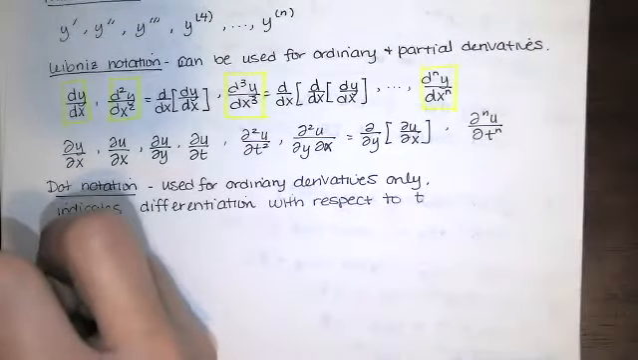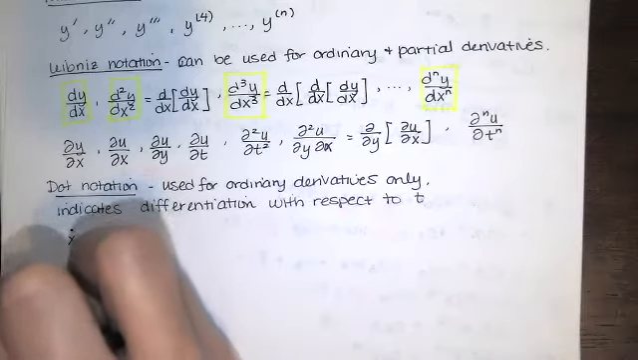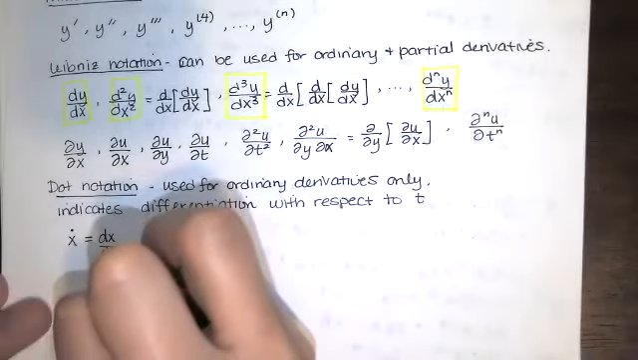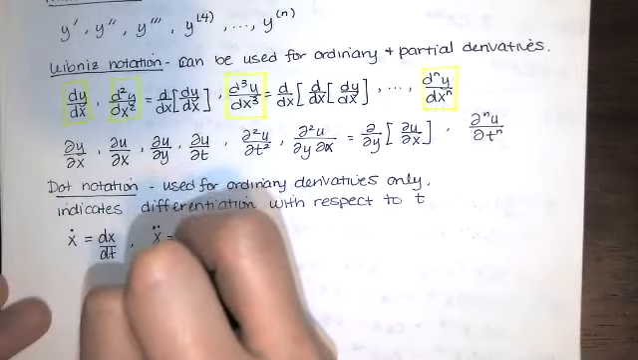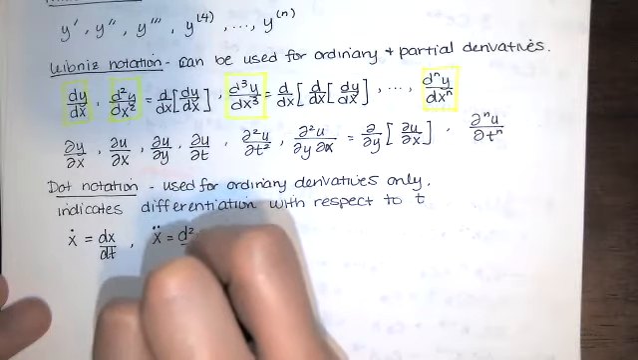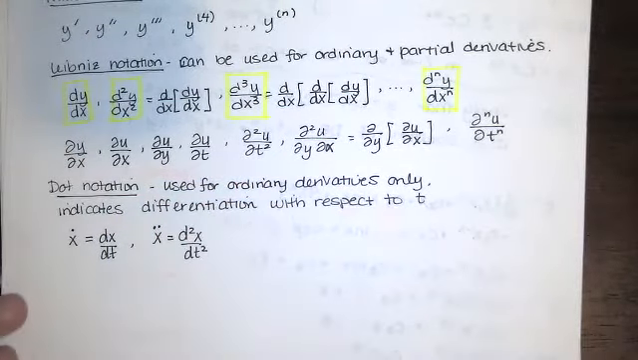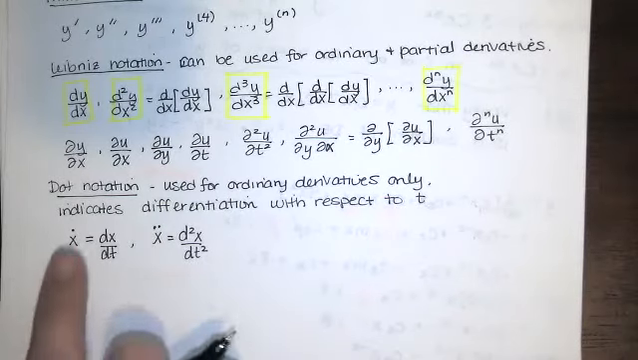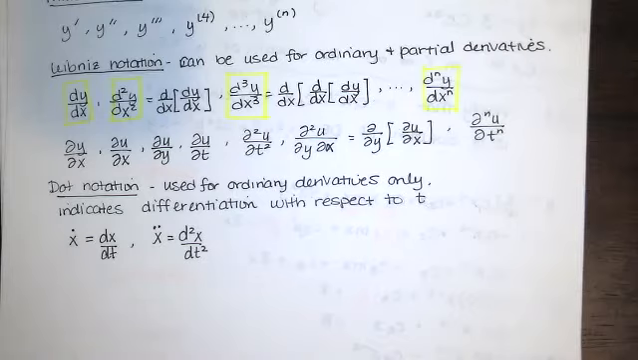Okay, so x dot is the derivative of x with respect to t. X double dot is the second derivative of x with respect to t. It's a very convenient notation. It's really easy and fast to write. And because we're using dots, we know that the independent variable is t. But again, this is used for ordinary derivatives only.